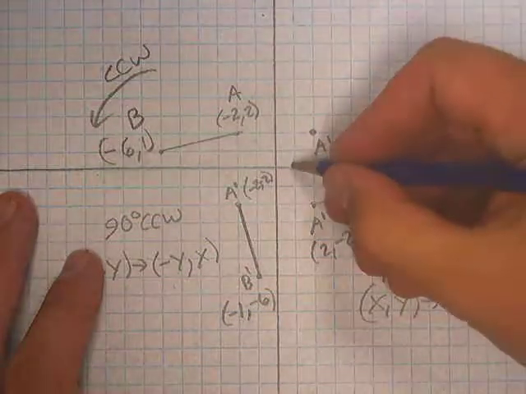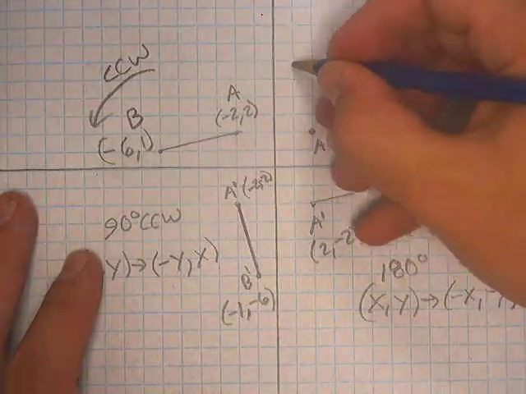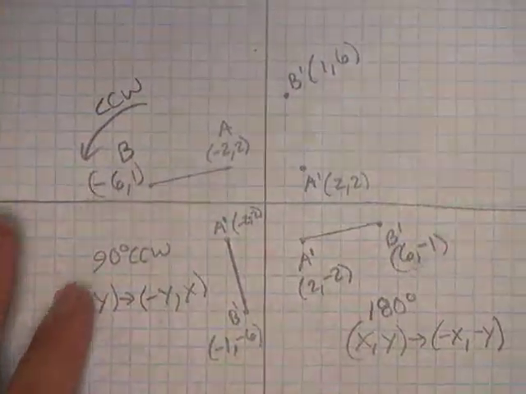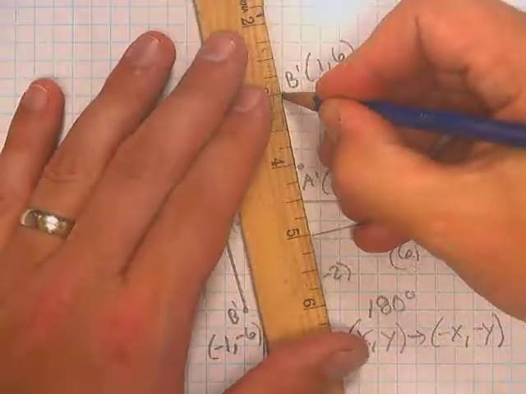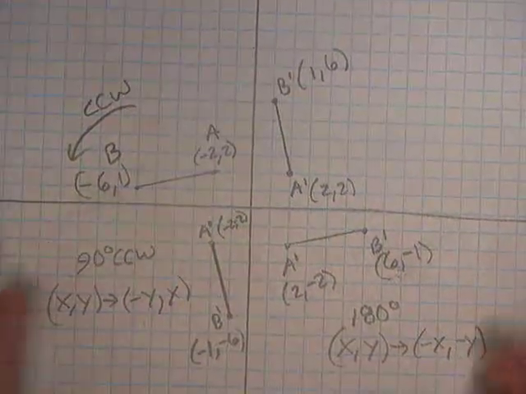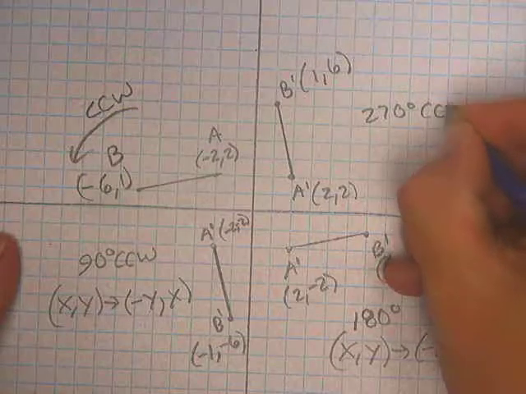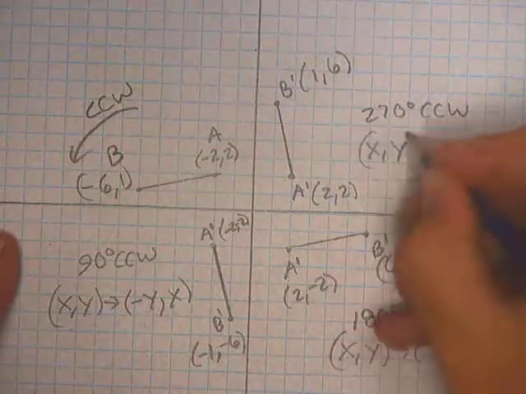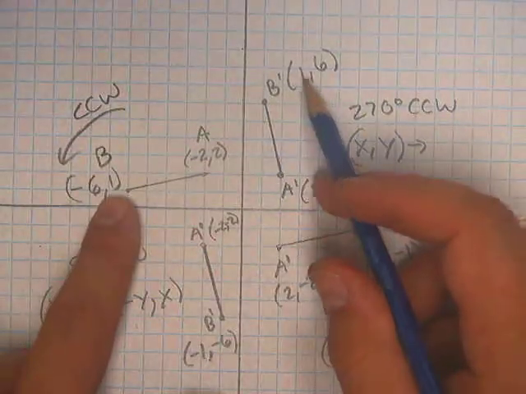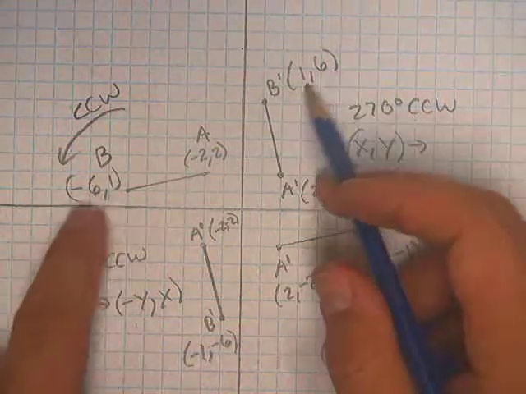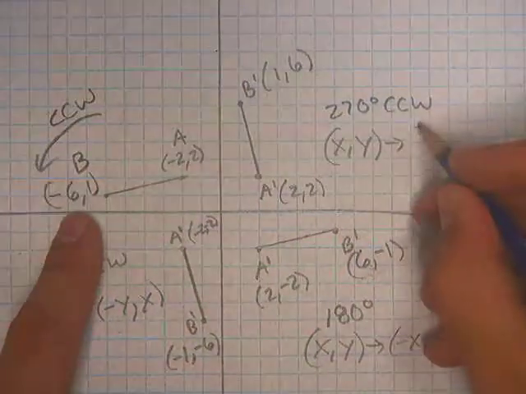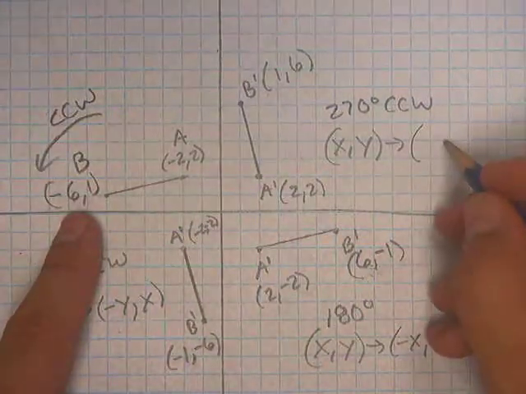Okay, now let's rotate it one more time. Let's rotate it from here to 270. Okay, so when we rotate 270, there's our line right there. When we rotate 270 degrees counterclockwise, I have to write a rule for that, and you should be able to identify something from that. So if I'm looking at -6, 1, 1, 6.